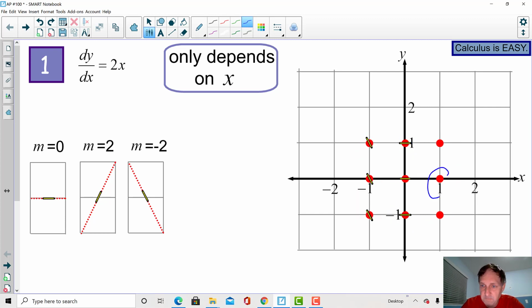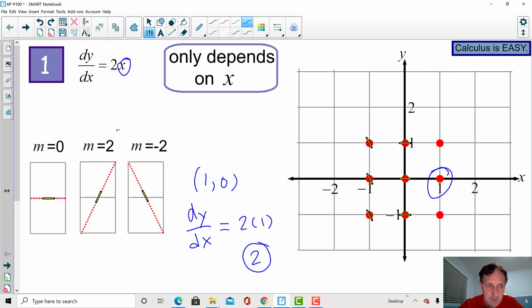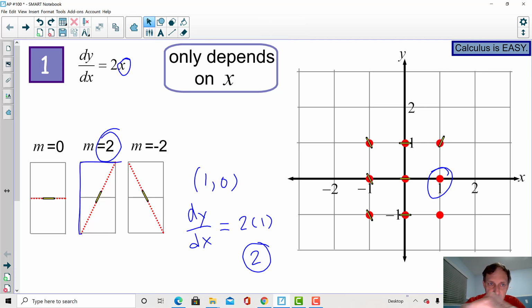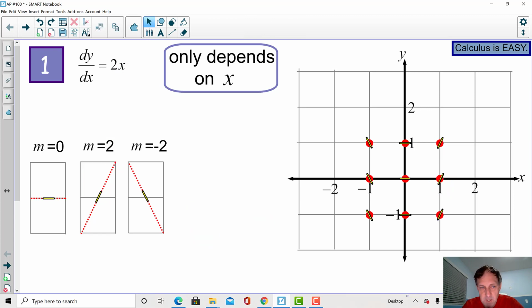So let's do the last one. That's the point 1, 0. So our x value is 1. We're getting a slope of 2. And the slope of 2 looks something like this. You go up 2 and you go right 1. Doesn't have to be perfect. You just want to estimate it the best that you can. There we go. And now we are done with our slope field.